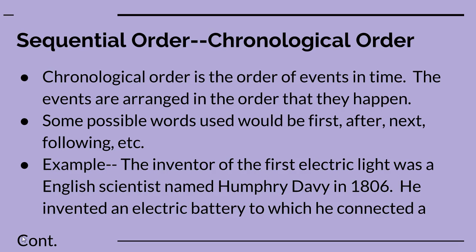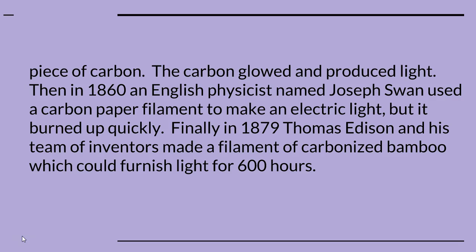Chronological order is the order of events in time. The events are arranged in the order that they happen. Some possible words used would be first, after, next, following, etc. Example: the inventor of the first electric light was an English scientist named Humphrey Davy in 1806. He invented an electric battery to which he connected a piece of carbon. The carbon glowed and produced light.